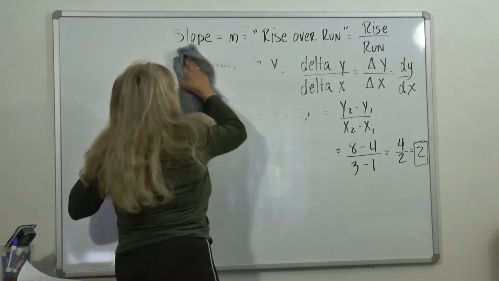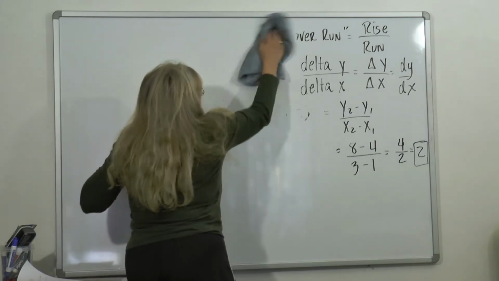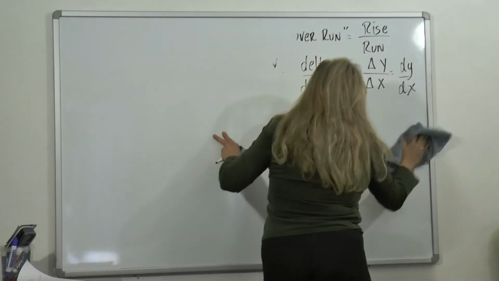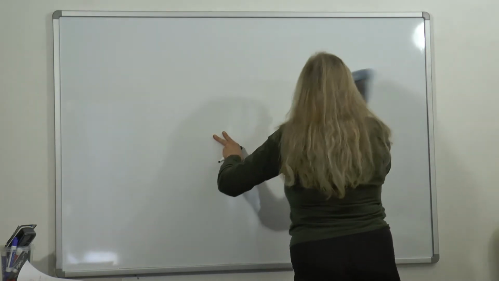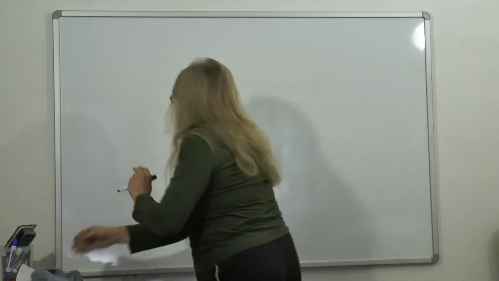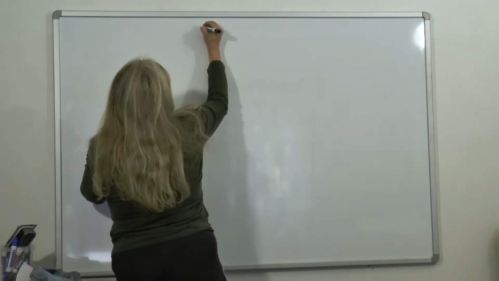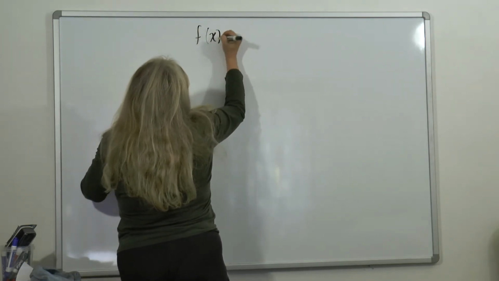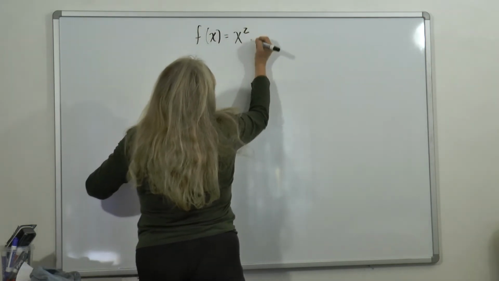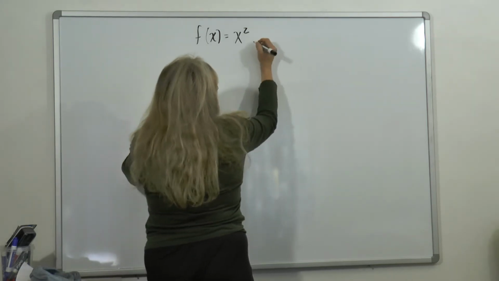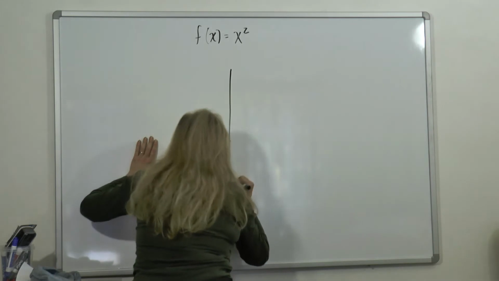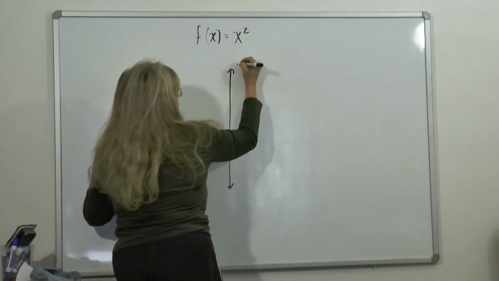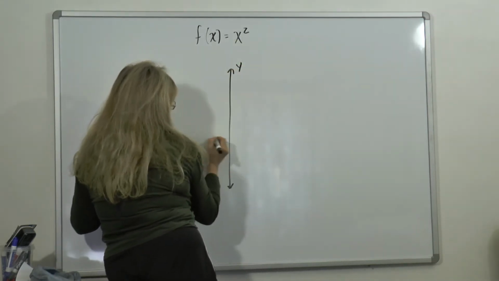Now, calculus is a study of the rate of change. Okay. Let's suppose I have f of x equals x squared, which is just a basic parabolic function. I just wanted to say parabolic real bad.